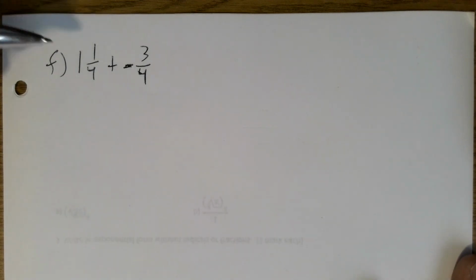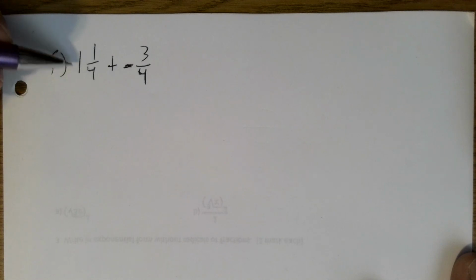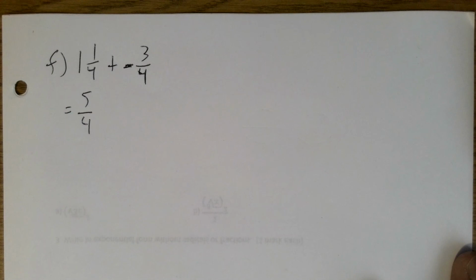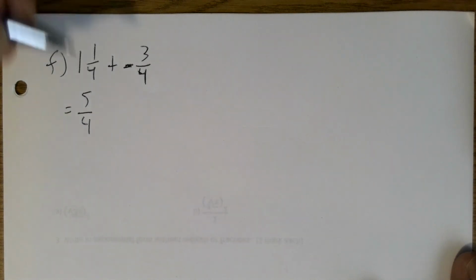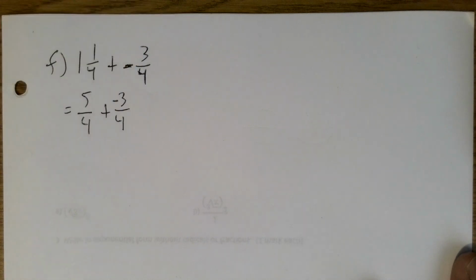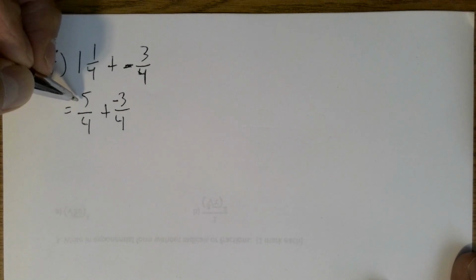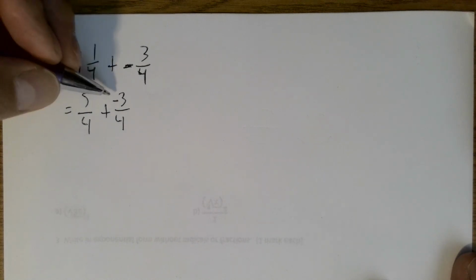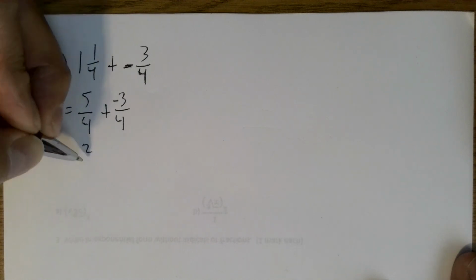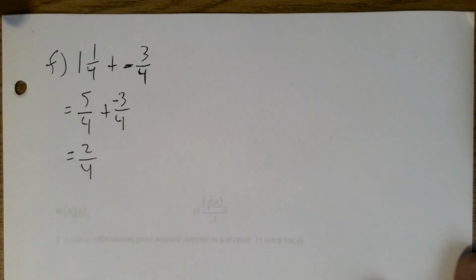So in this case, I've got a whole pizza plus 1 slice of 4-slice pizza. Well, I've got 4 slices in this whole pizza, so that would be the same as 5 slices of 4-slice pizza. And as I said on the last question, I always like to think about the negative being on top there. So now I've got 5 slices of 4-slice pizza, and I owe 3 slices of 4-slice pizza. After I pay off my debt, I'm still going to have 2 slices of 4-slice pizza left.